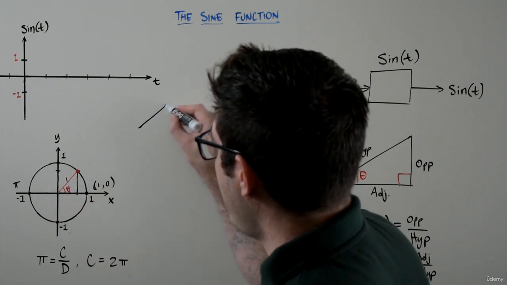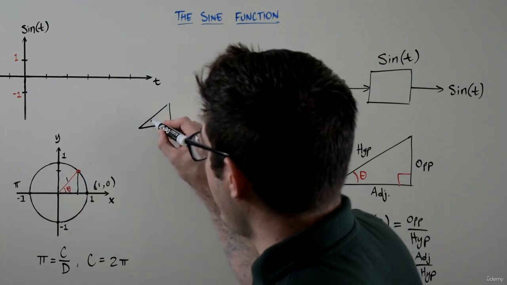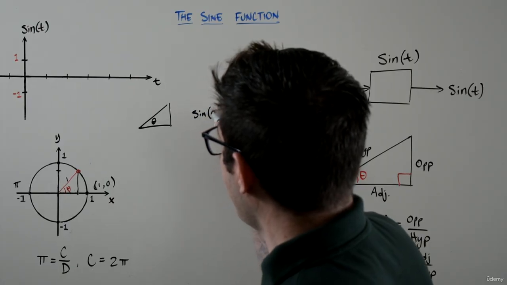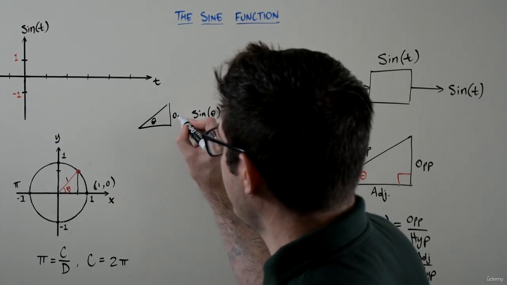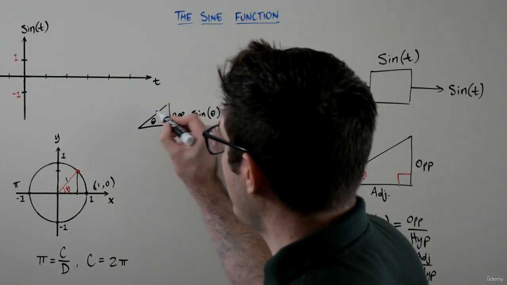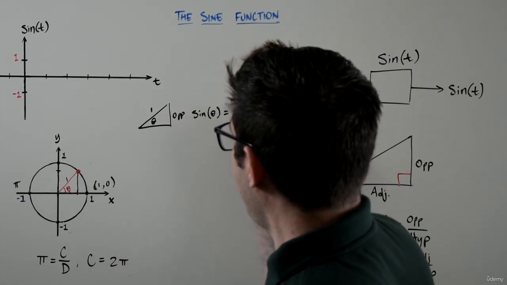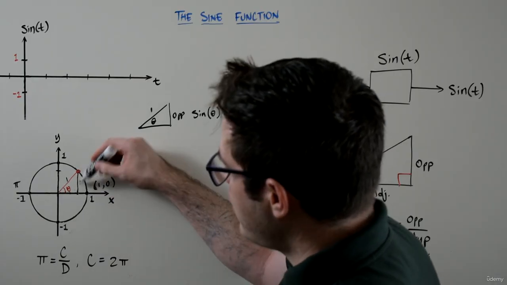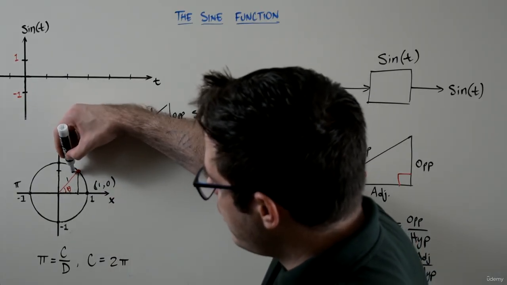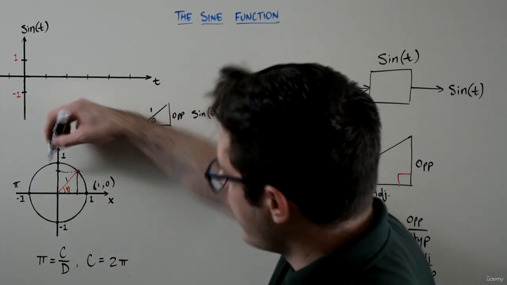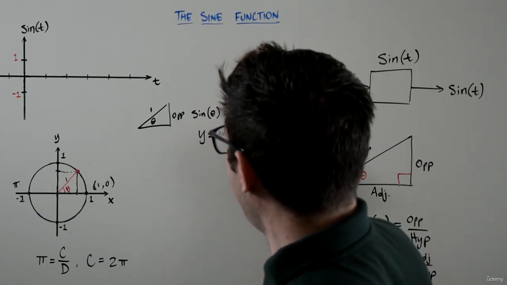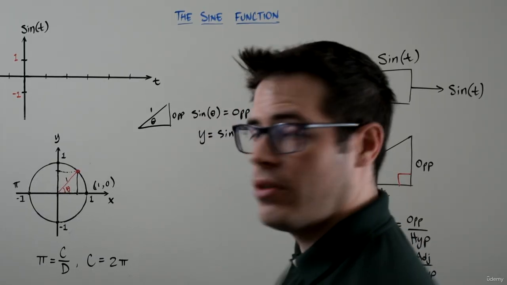In other words, we have a right triangle, we have an angle theta, and we know that sine of theta is really just the opposite over 1. So sine is the opposite side of this triangle. But the opposite side of this triangle is actually our y-coordinate. So we can say that y equals sine of theta, on the unit circle, of course.